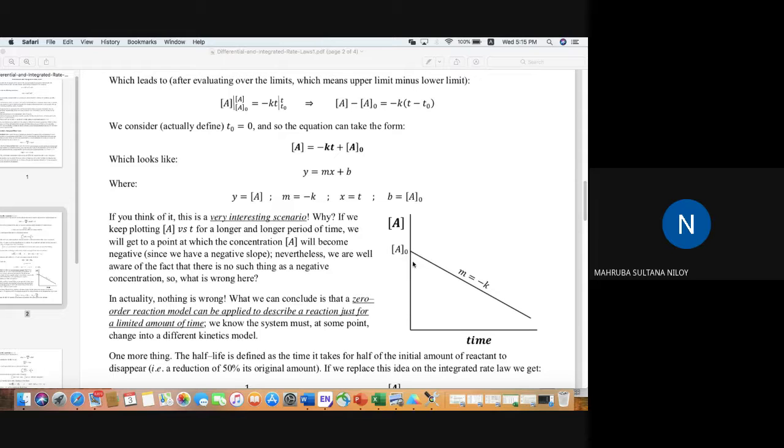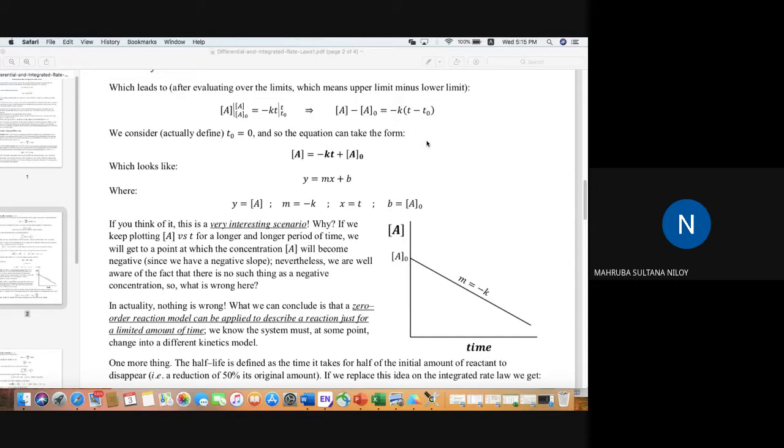Okay, so from this, what does m mean? m means slope, right? Yes, sir. Okay, so from this equation, we can calculate different maths of the zero order reaction. Is it clear?